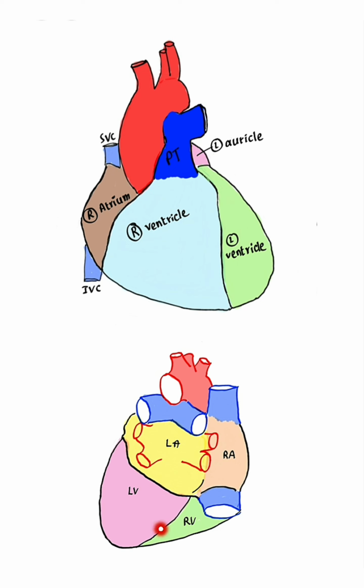Inferior surface or diaphragmatic surface, it rests on the central tendon of diaphragm. Two-thirds of it is formed by left ventricle. One-third of it is formed by right ventricle. Left pulmonary surface. Here we have to just remember that it is partly formed by left atrium also. It is mainly formed by left ventricle, partly by left auricle and left atrium. Right pulmonary surface, it is rounded, it is formed by right atrium.